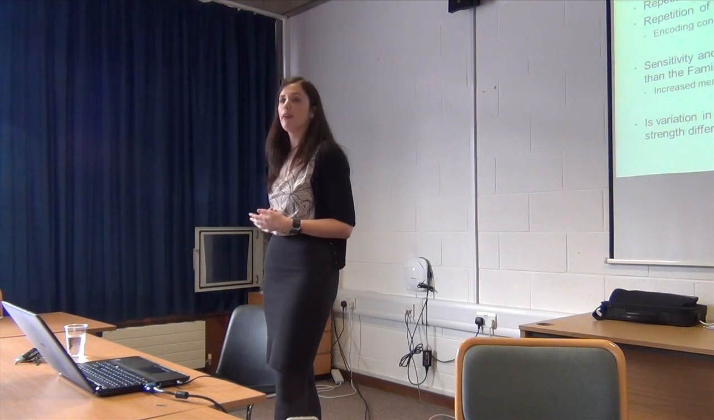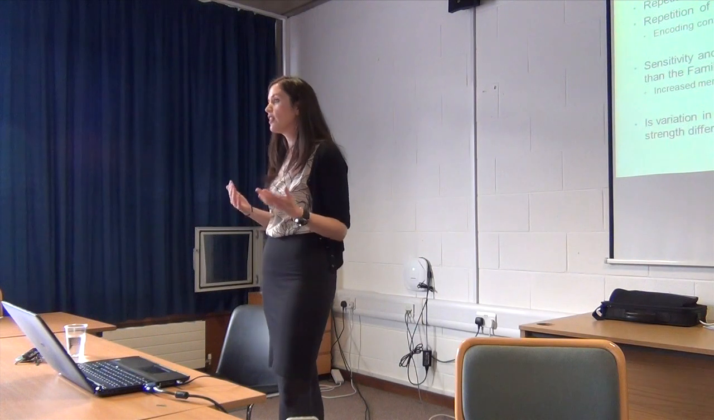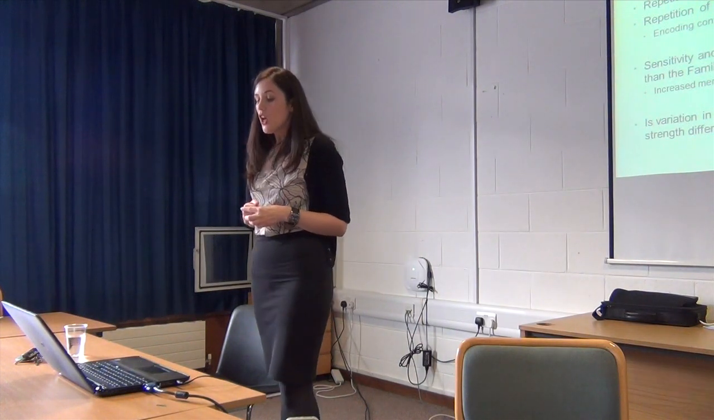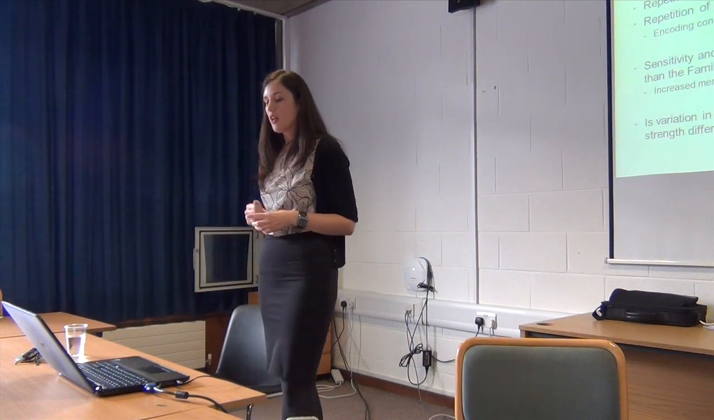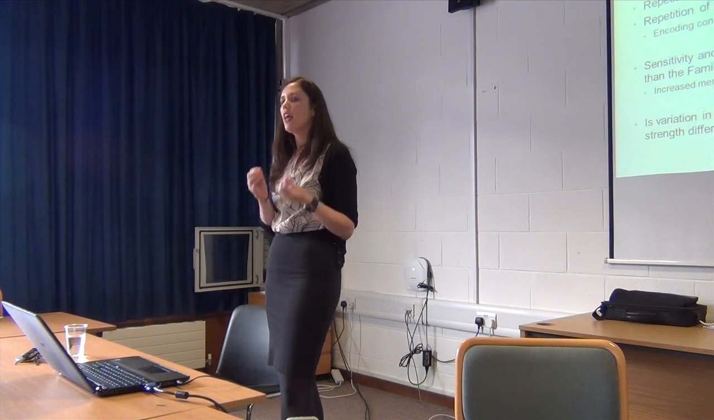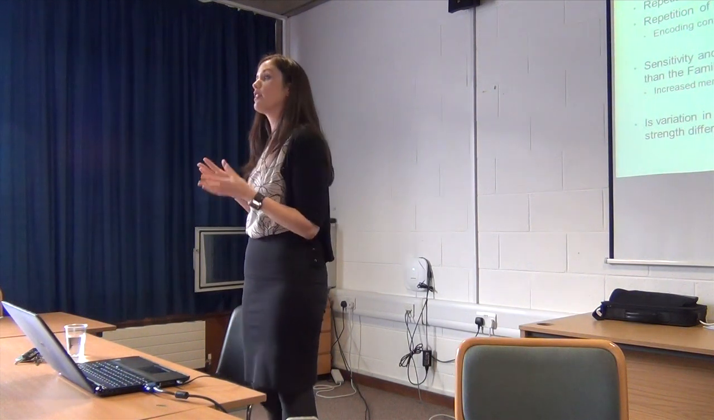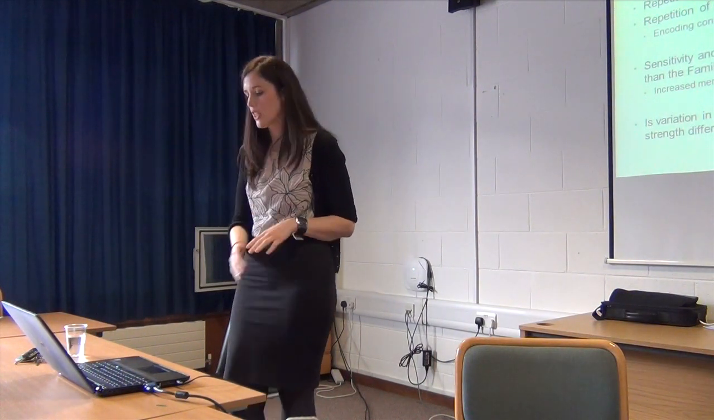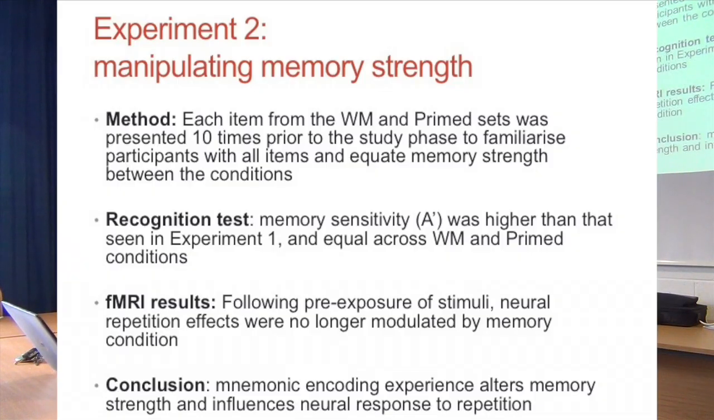If you're going to actively commit something to memory, you're going to expect higher memory strength than for something you've just viewed but haven't really intended to memorise. So our next question arose directly from this finding. Given that we see both a difference in repetition suppression effects and a difference in memory strength, could it be that this variation in neural repetition effects is directly due to differences in memory strength? There are a number of potential explanations, but we want to really test that hypothesis. So in our next experiment, we decided to manipulate memory strength and see what effect that had on our results.